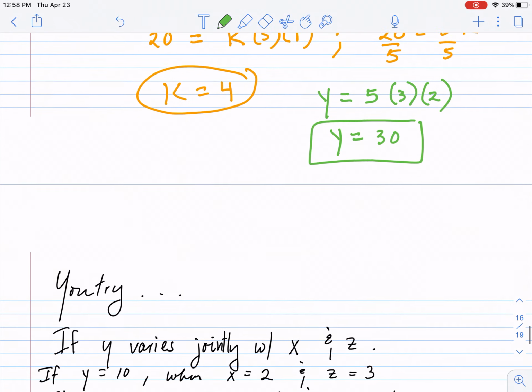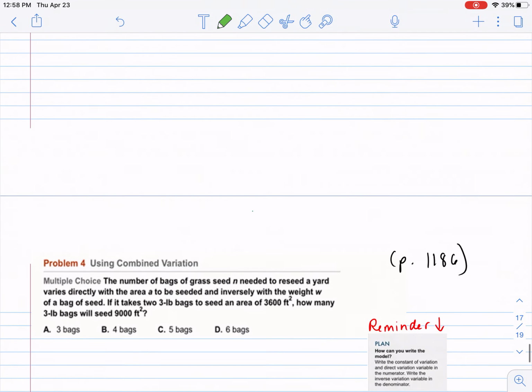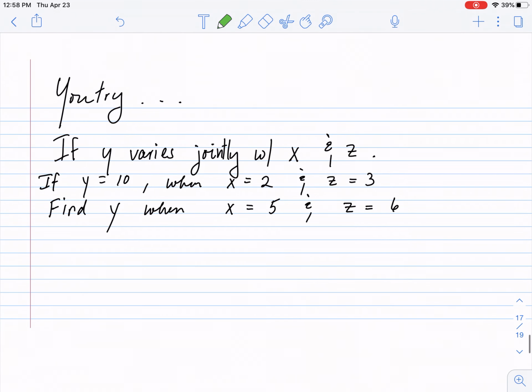Okay? Moving on, I want you guys to try this one. This will be our last problem. Okay, ready, go. I'm going to pause the video and try it. Okay, now we're going to work it out together. Hopefully you got this. Y varies jointly with x and z.